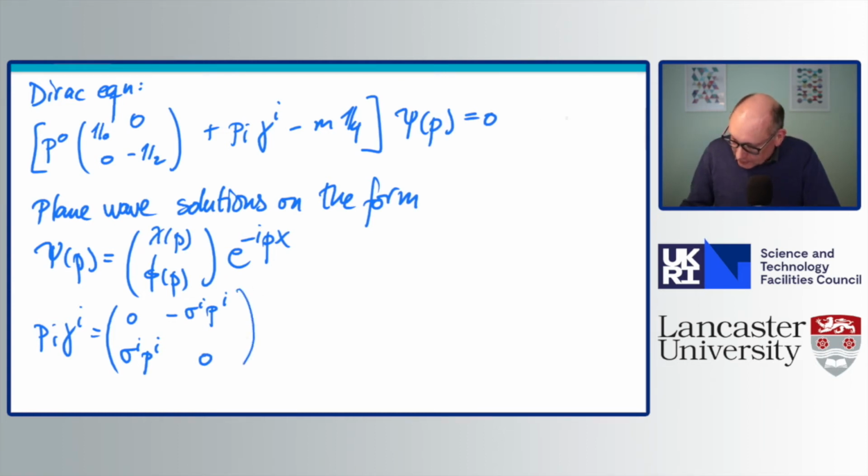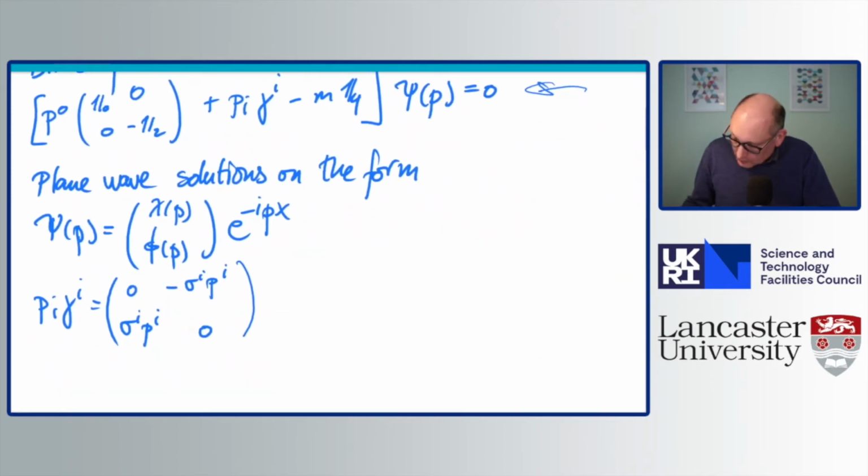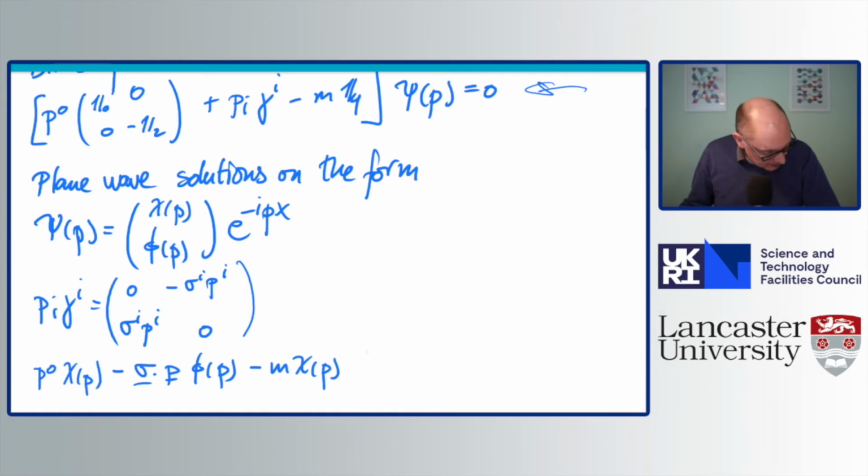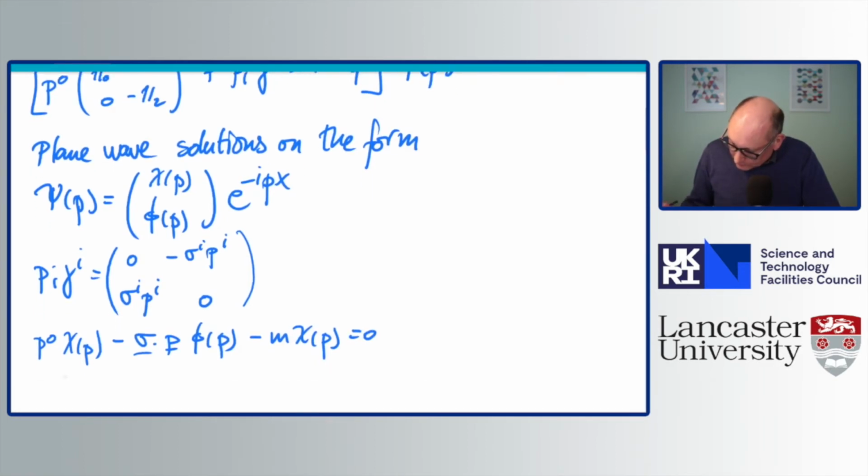So that means that the Dirac equation, as written here in terms of the components psi and phi, if we plug in the form of psi in terms of psi and phi, we get that p naught psi of p minus sigma dot p phi of p minus m psi of p must be equal to 0, and therefore that sigma dot p on phi of p must be p naught minus m psi of p.